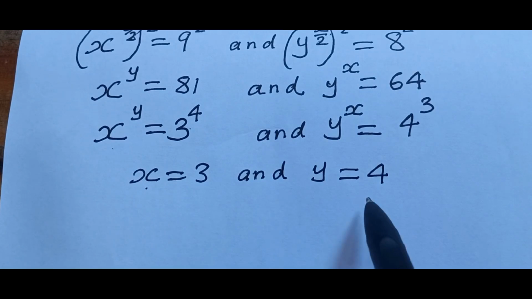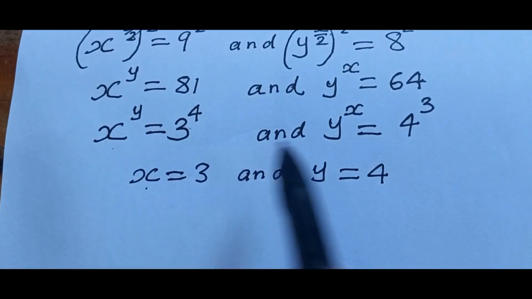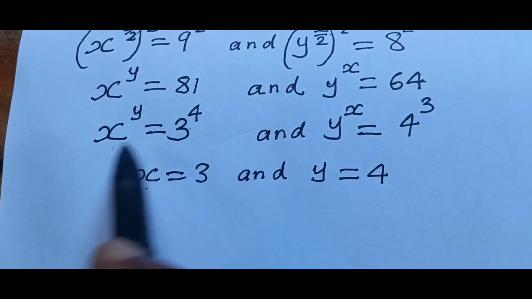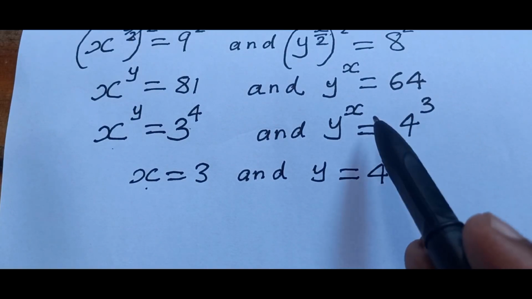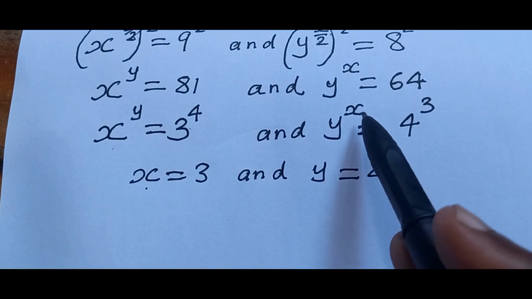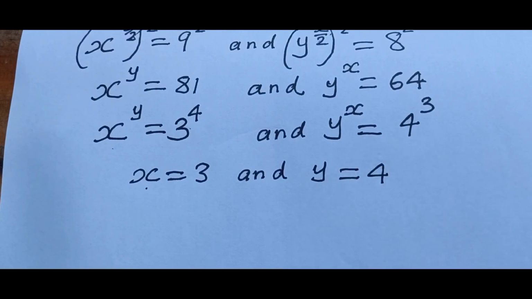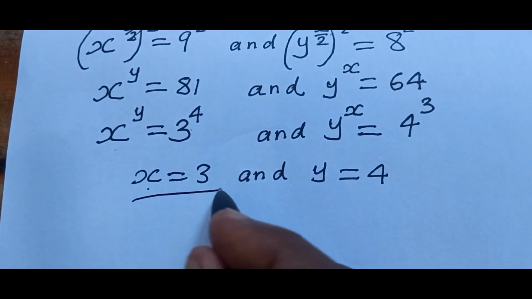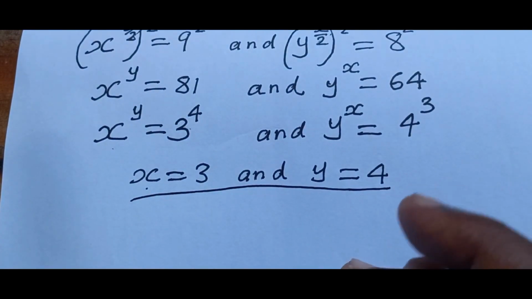We have obtained this by doing comparison. When we compare the exponent and the base, here you get y is equal to 4, x is equal to 3. The same applies to here. When you compare the exponent and the base, you find the exponents, x is equal to 3, and the bases, y is equal to 4. Therefore, x equals to 3, and y is equal to 4.